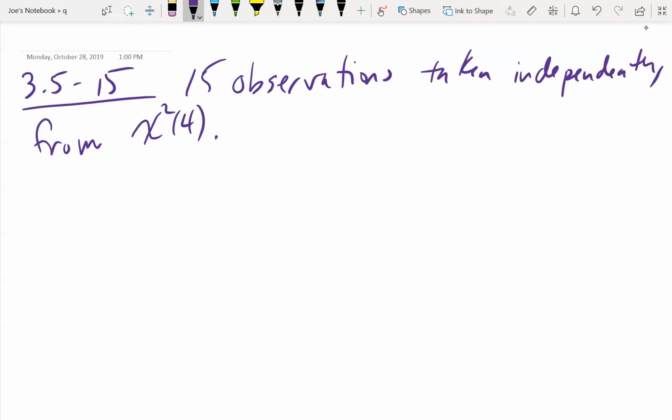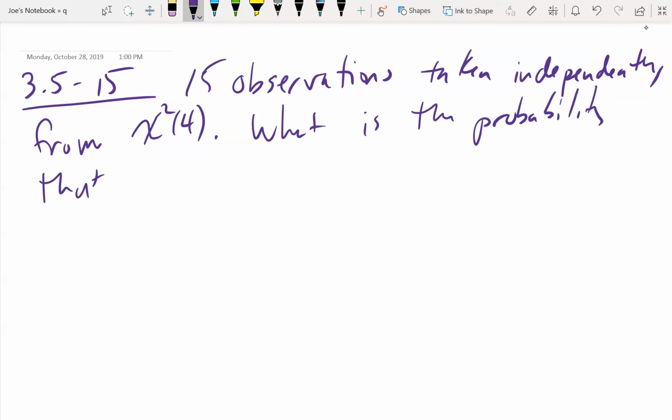In particular, if we read the rest of the problem, it says, what's the probability that at most 3 exceed, I can spell exceed, 7.779.